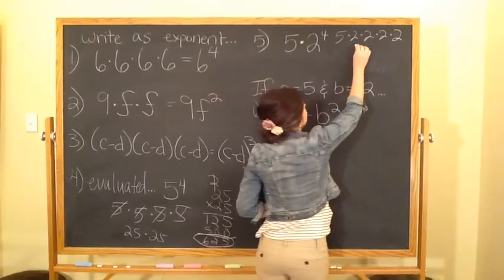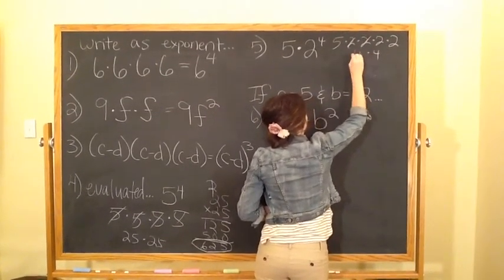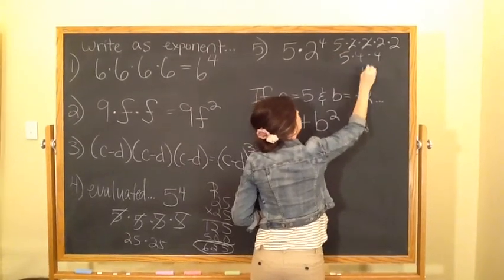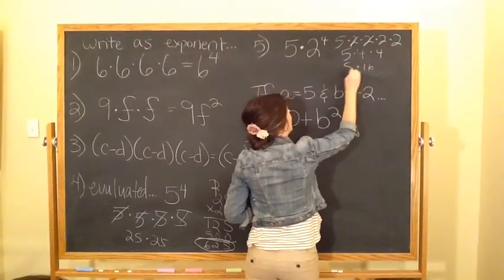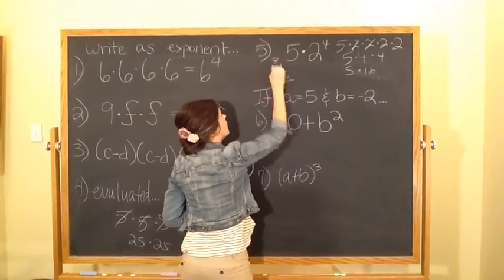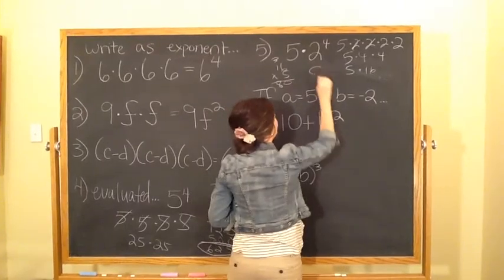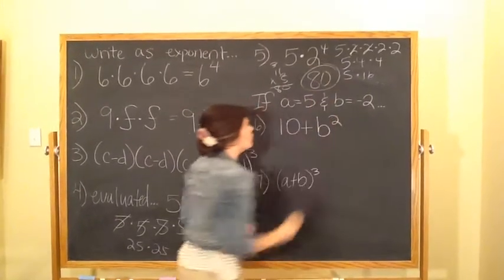So 2 times 2 gives you 4, and then 2 times 2 gives you 4. And then so 4 times 4 gives you 16, times 5 is going to give you 80. So you're going to go ahead and get 80 after you multiply everything out.